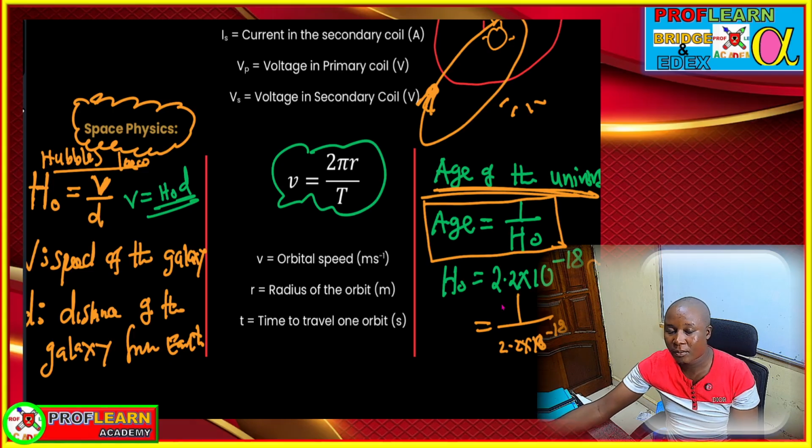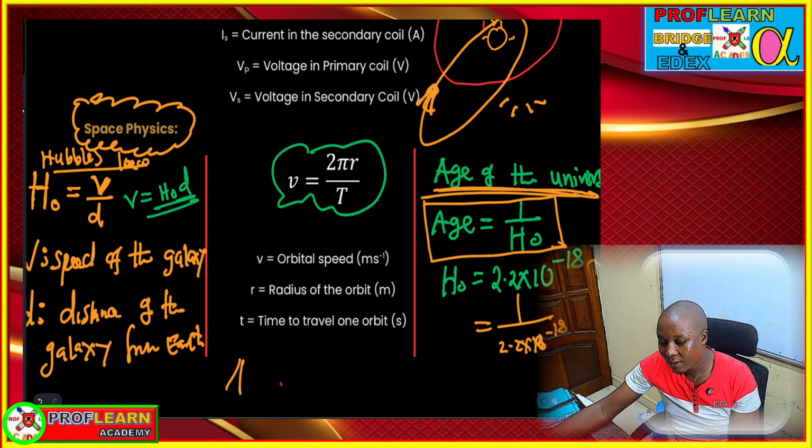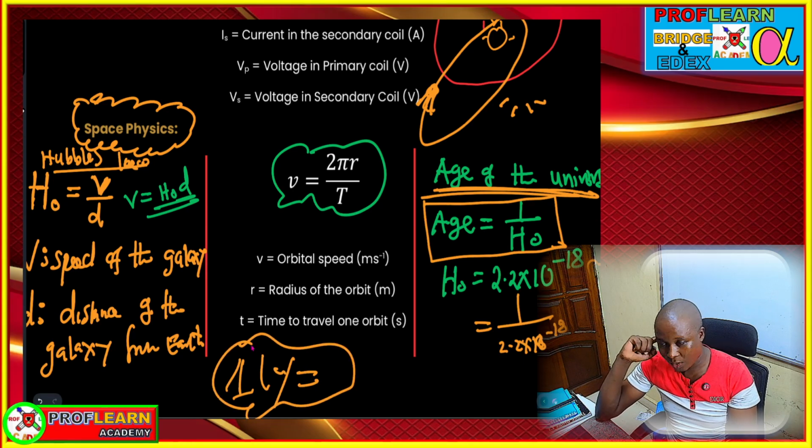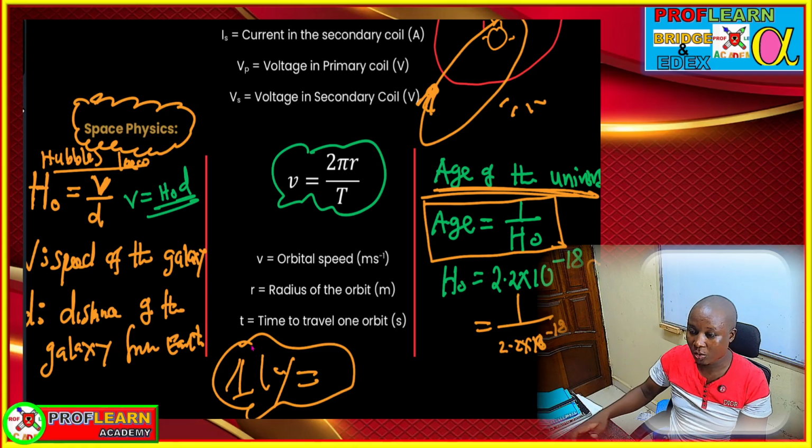Another thing I need to mention is that you need to understand what 1 light year means. One light year means the distance traveled by light in 1 year, right? The distance traveled by light in 1 year. So you can be asked a question on that.